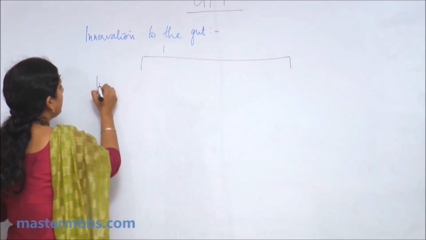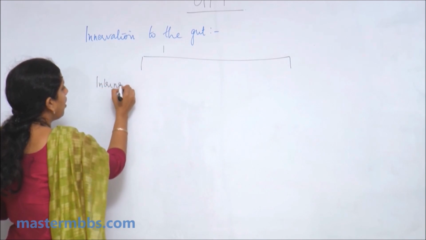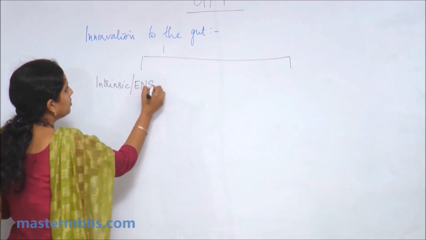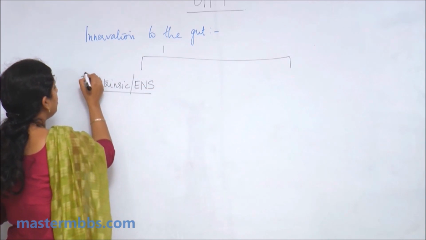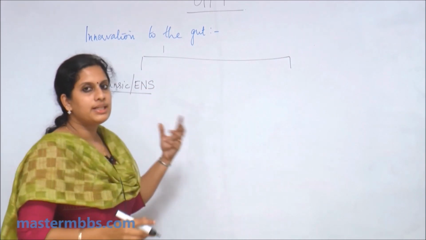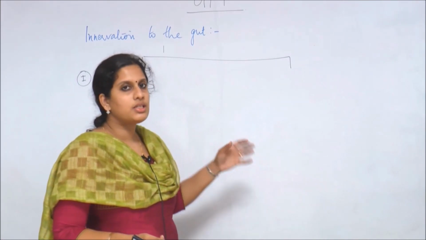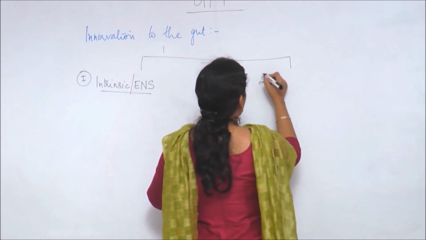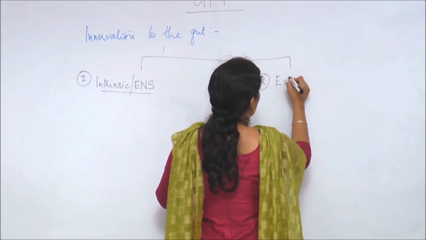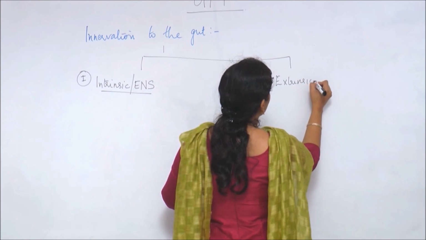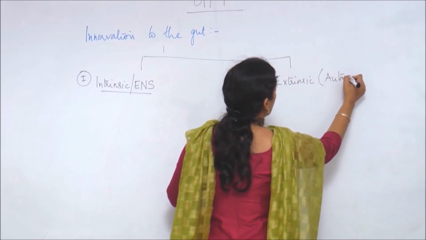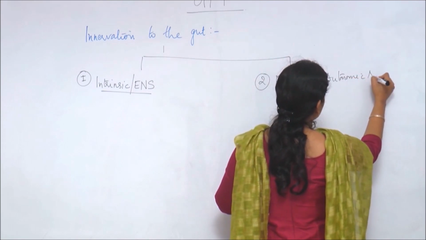One is the intrinsic nervous system or enteric nervous system. So the innervation can be divided into two. One is mediated by the intrinsic nervous system or enteric nervous system, and the second is by the extrinsic nervous system or autonomic nervous system.